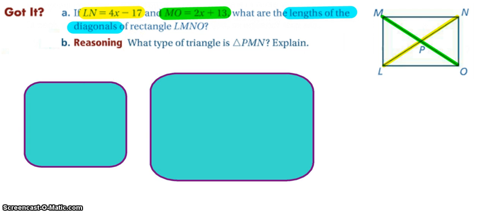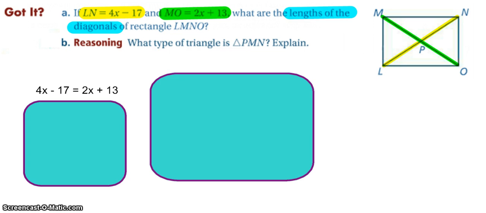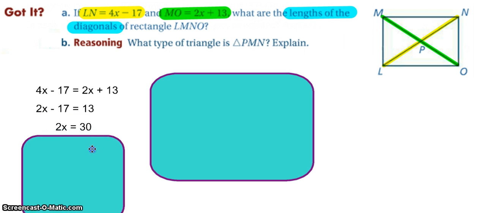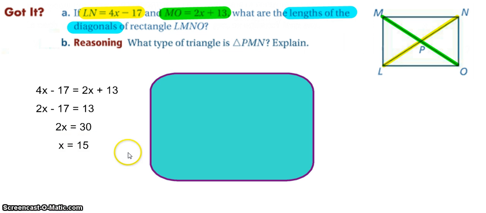So just looking at A to begin our problem here, we are given the lengths as binomial expressions of both of our diagonals. Now we know that LMNO is a rectangle, so if we remember the rule that we just learned, rectangles have diagonals that are congruent to each other. So I can set up the equation that my one expression for the diagonal is equal to the other. I can subtract 2x from both sides. I can then add 17 to both sides, and then I can divide by 2 to find out that x is 15.